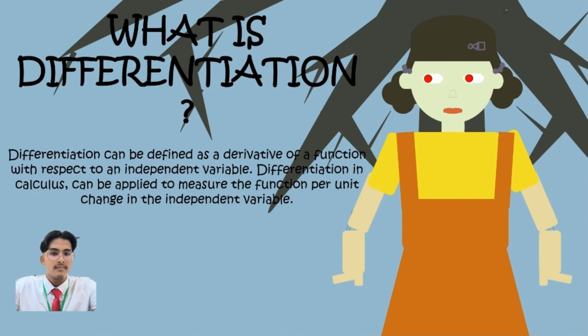What is differentiation? Differentiation can be defined as the derivative of a function with respect to an independent variable. Differentiation in calculus can be applied to measure the function per unit change in the independent variable.